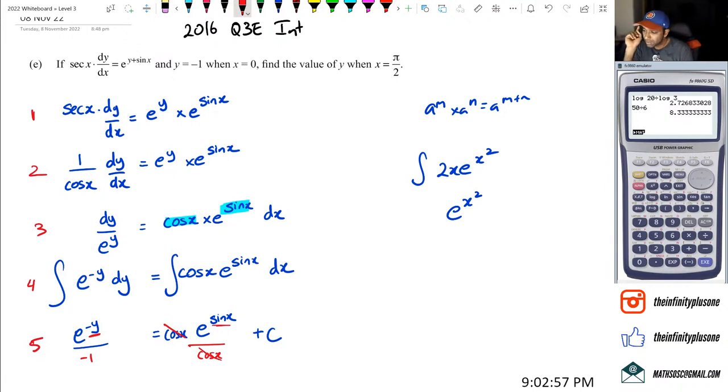No, that's only if you're doing x to the power of something. If you're doing x to the power of something, then you would add 1 to the power and divide by the new power. But when it's exponential, it always stays the same. When you differentiate or integrate exponential functions, those functions will always stay the same. When you differentiate an exponential function, you multiply by the differentiation of the power. But when you integrate it, you divide by the differentiation of the power. That's all.